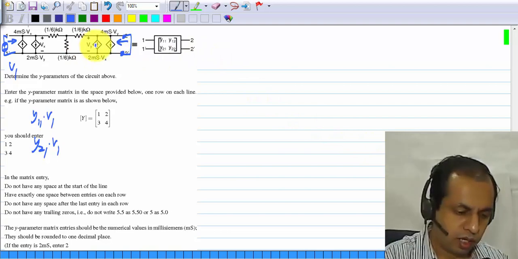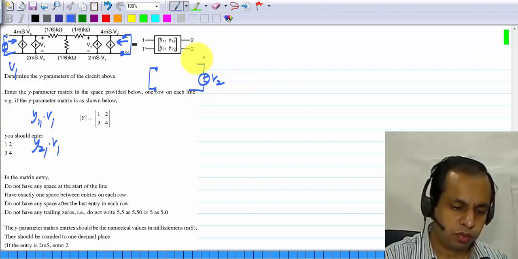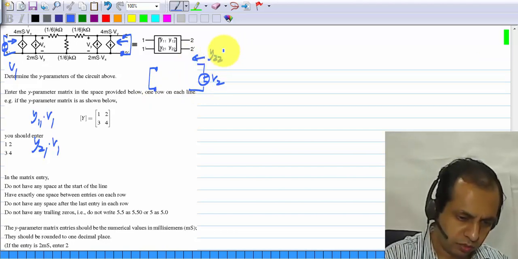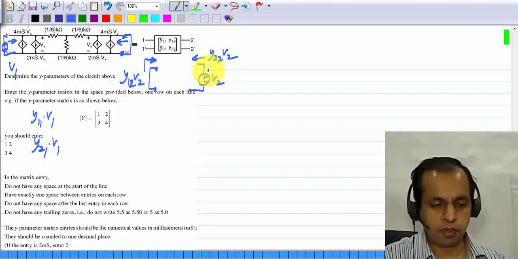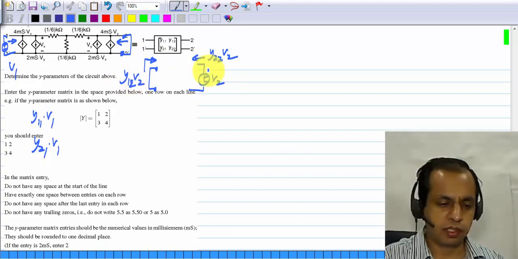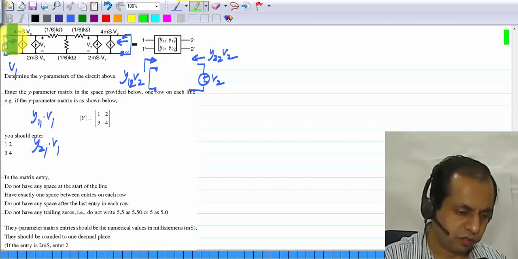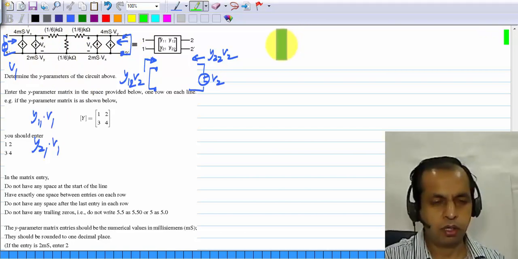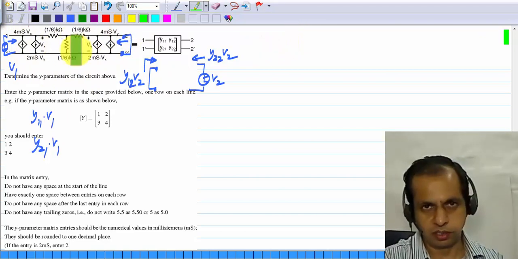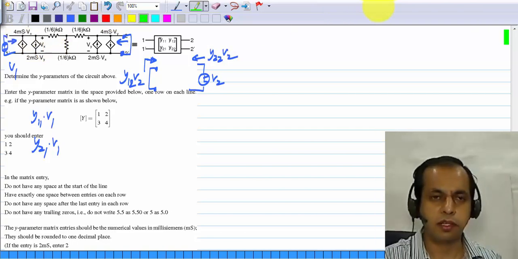Okay, and after that you short port 1, apply V2 to port 2. The current that flows here will be Y22 V2. The current that flows there in that direction will be Y12 V2. So that's all you have to do, and it's routine circuit analysis. I'm not going to sit and do the steps of the circuit analysis. I'm assuming that if you apply a single voltage source here, you will be able to calculate the current there and there by writing down appropriate circuit equations. You can use nodal analysis or mesh analysis if you want, but it can be done even without it because there is a single source.